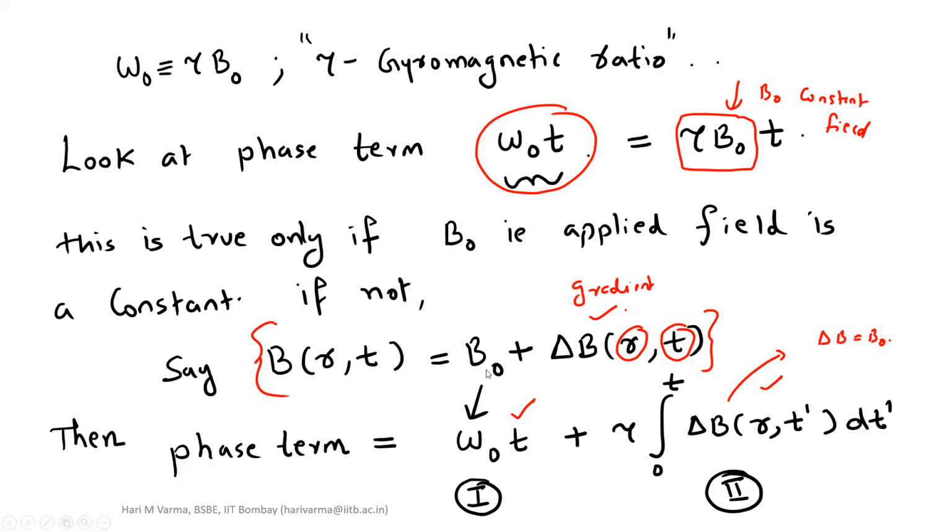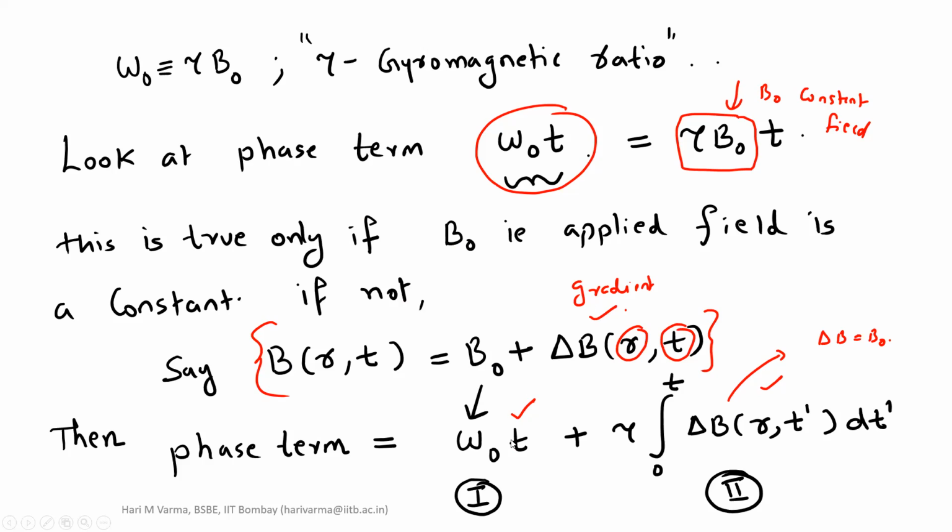But if I add a gradient to this magnet using some electromagnets, that means I'm going to change this magnet B0 as a function of both space and time, like an additive quantity. So I am going to have a B, which is equal to B0 plus delta B, where B0 is a constant, our old permanent magnet, but then there is a gradient to it which can change with respect to time and space.